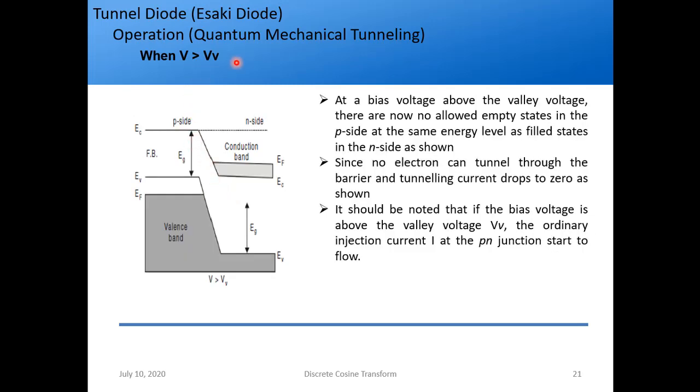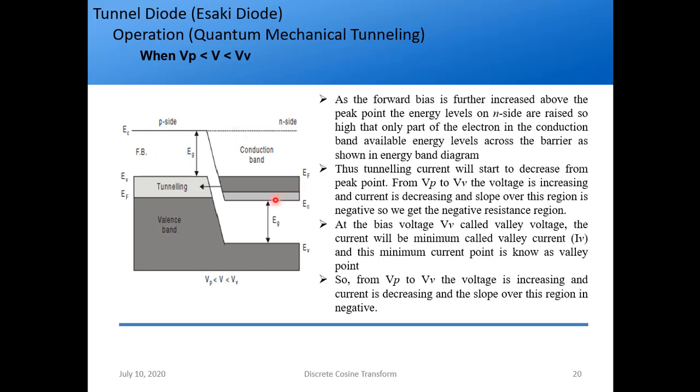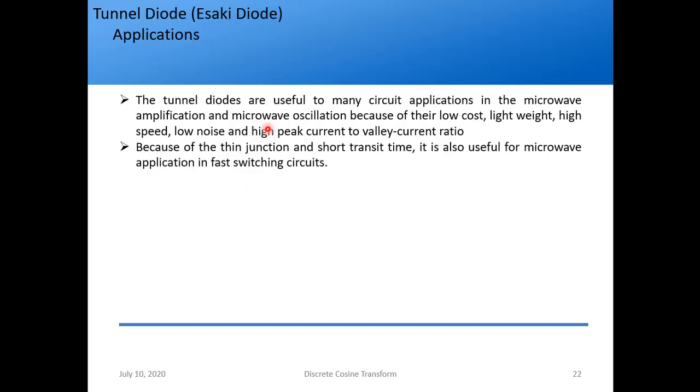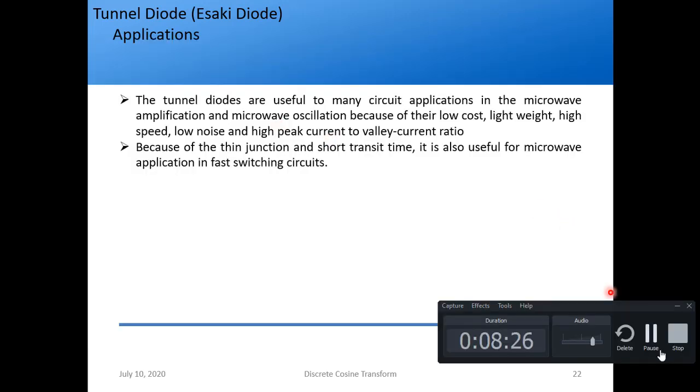So then when V is greater than Vv, this gray part goes above the Fermi level, and so what happens, no electron can tunnel through the barrier and tunneling current drops to 0, right? So that is what happens here. So then we saw the applications, right? So this is what we saw in the last lecture. So this is what I revised for you.